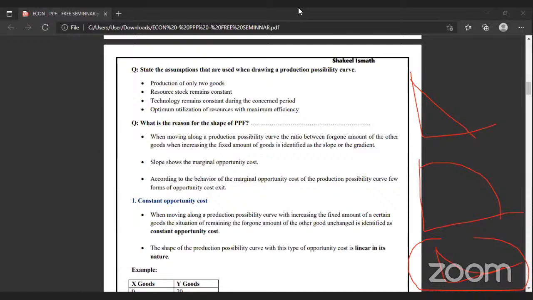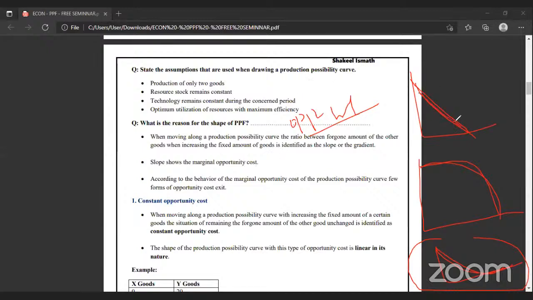Exactly, opportunity cost. Perfect, right? Opportunity cost is the correct one. Don't write increasing or decreasing. You write the answer here. Opportunity cost is the reason, the main reason for the shape. Why it's a constant linear one, why it's concave to the origin, why this is convex to the origin. Because of opportunity cost.